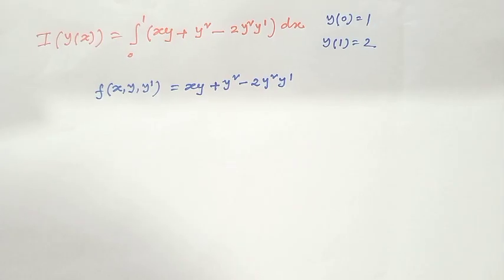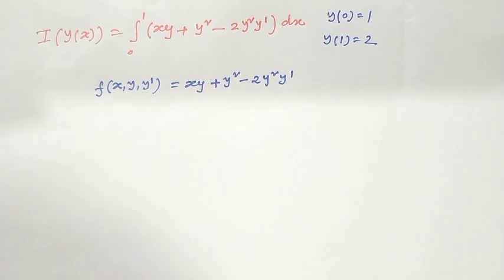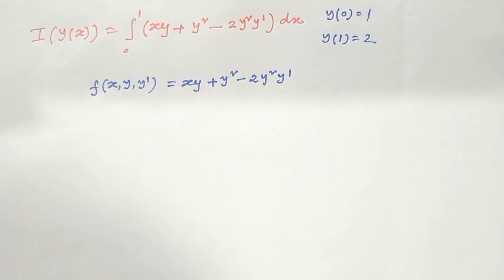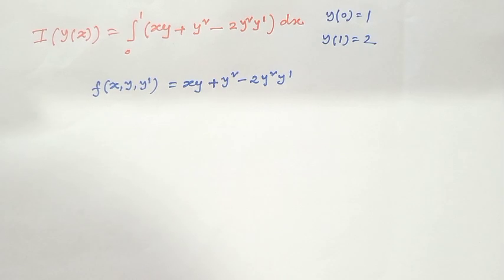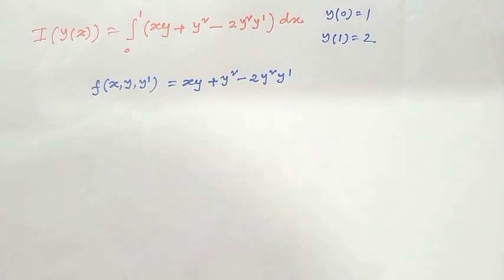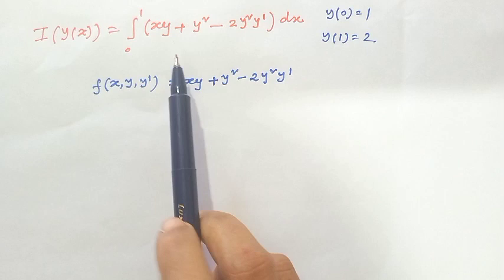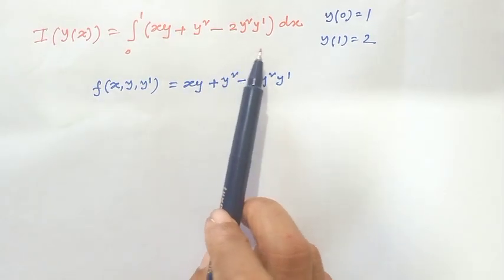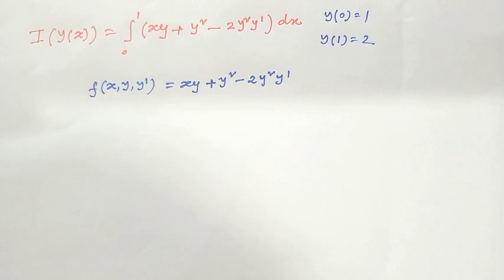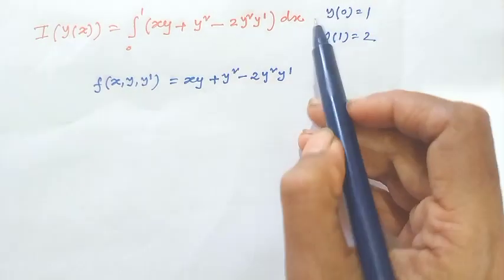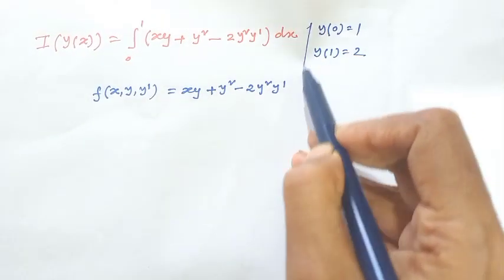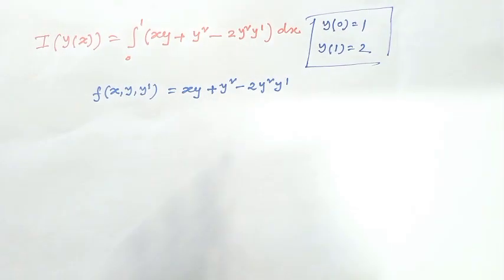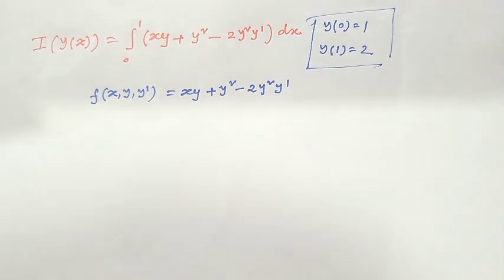Now let's see some examples of calculus of variations. First example, very interesting. Here the functional is integration of xy plus y square minus 2 y square y dash dx, and the boundary conditions are y 0 equal to 1 and y 1 equal to 2.